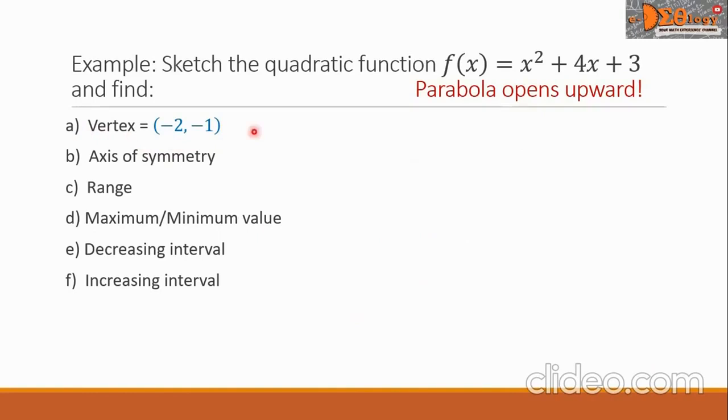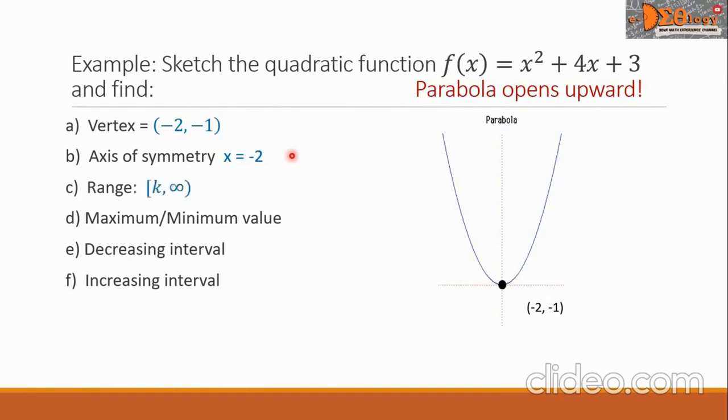Since we have the vertex, we can draw now the parabola. This is now our parabola, and the parabola opens up. Let us compute now for the axis of symmetry, this line here. We have the formula, and this h is simply the negative 2. So we will just replace this h by the negative 2. So we have now x equals negative 2. And this is now the axis of symmetry.